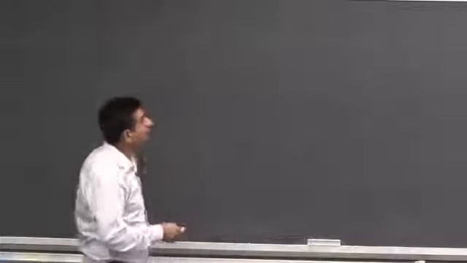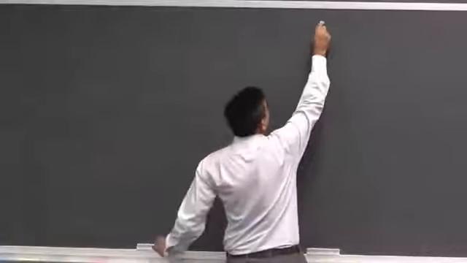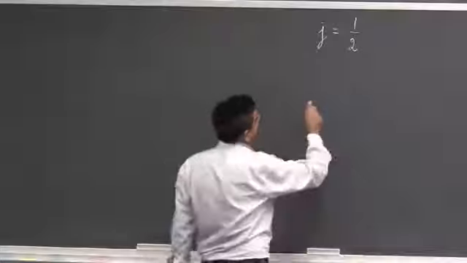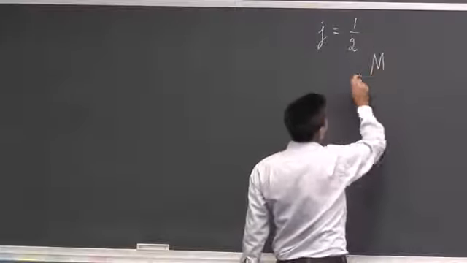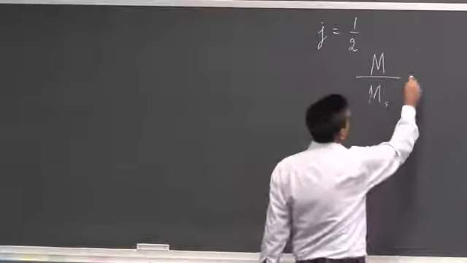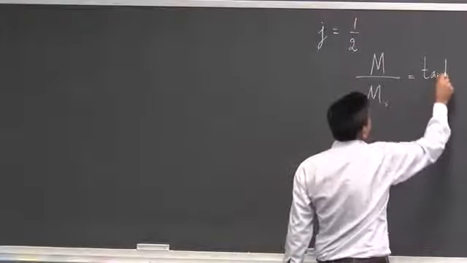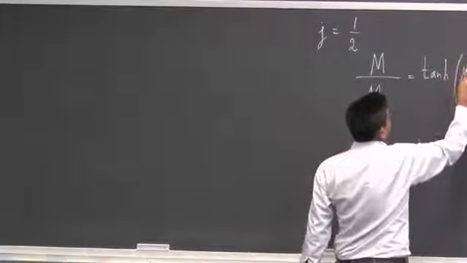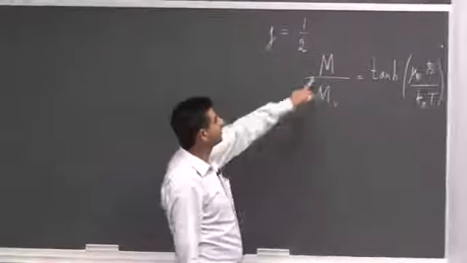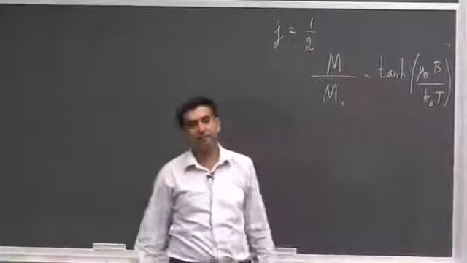And we found out that for a spin half system, if J equals 1/2, the magnetization with respect to the saturation magnetization is given by tanh of mu_B B over kT. And from this we derived Curie's law as well. We found out that in the high temperature approximation, the magnetization is inversely proportional to the temperature.